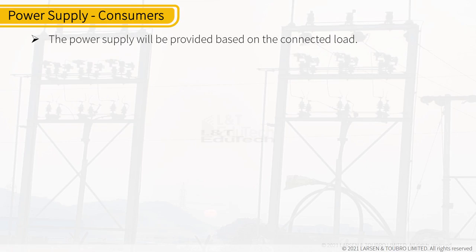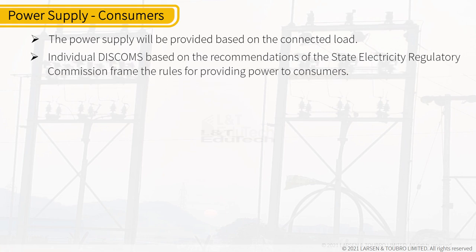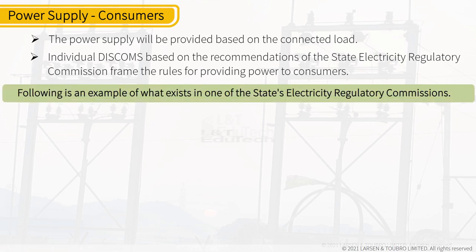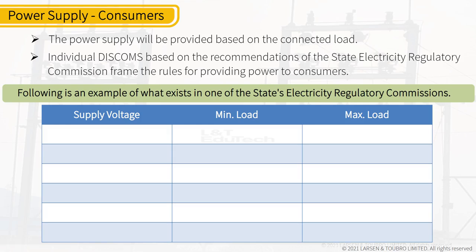Here are the power supply service connection conditions. Individual DISCOMs, based on the recommendations of the State Electricity Regulatory Commission, frame the rules for providing power to consumers. Following is an example of what exists in one of the state's electricity regulatory commissions. However, the DISCOMs will operate as per their framed rules and power availability.